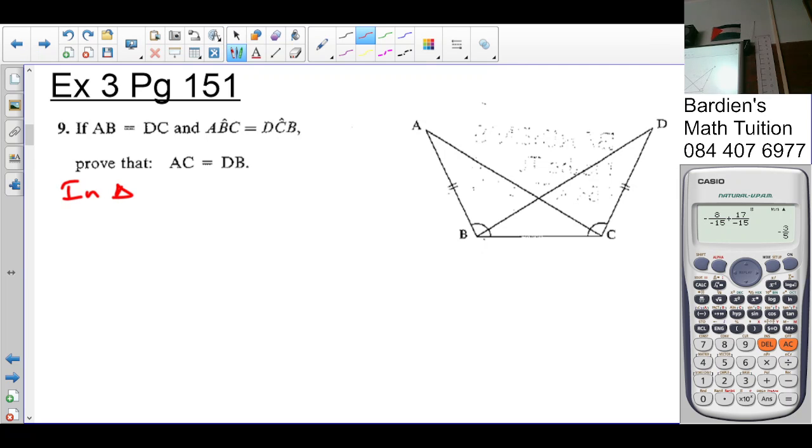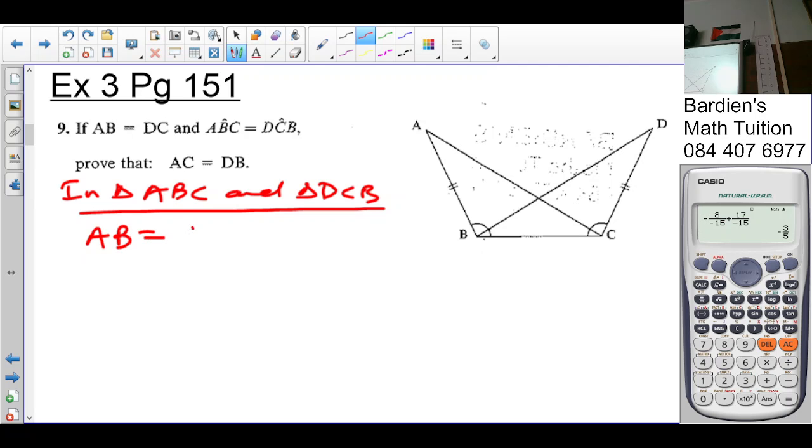In triangle ABC and triangle DCB. Let's try and get the order from the beginning right. So you got D, C, B. Right, where do we start? What's the first thing we can say about the two triangles? Parallel. AB, give me a shock, is equal to DC. Why? Given. Who is saying parallel all the time?